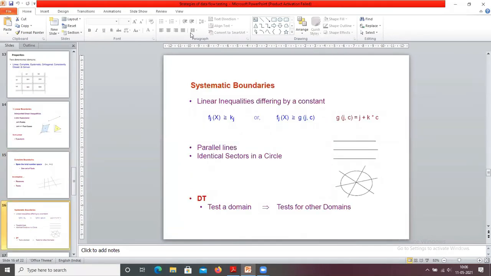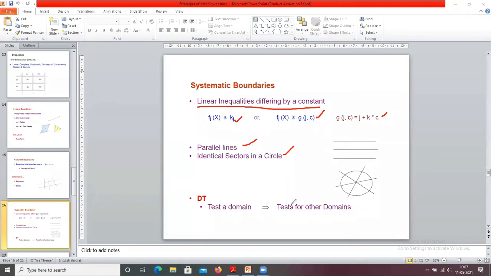So these are the systematic boundaries, meaning the boundary inequalities are related by simple functions. These are linear inequalities, differing by a constant: fj(x) greater than or equal to kj, or fj(x) greater than g(j, c), where g(j, c) equals j plus k times c. These are the parallel lines and identical sectors in circles and domain testing.